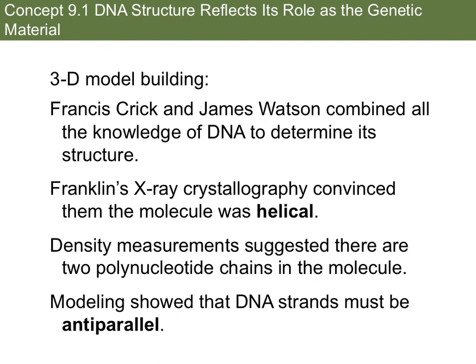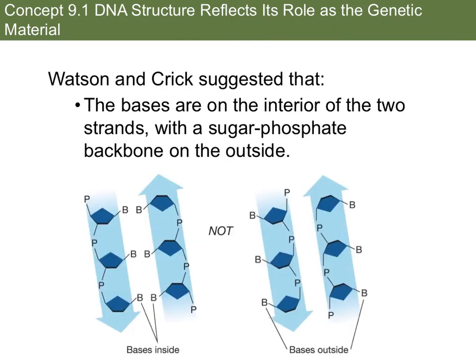It was Watson and Crick that combined all the knowledge of DNA to determine its structure. They took information from Franklin and from Chargaff and from other scientists, and they put the puzzle pieces together. They did some measurements that suggested that there are two polynucleotide chains in the model, and that the DNA strands must be anti-parallel. In other words, what they did was take other people's work and put it together into one final puzzle.